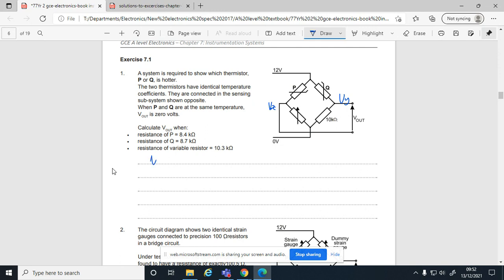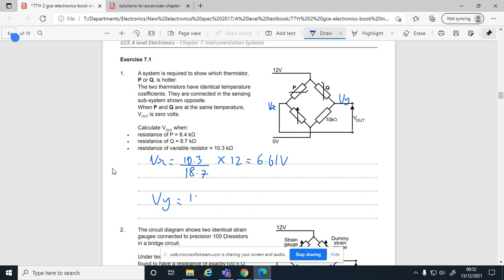Okay. So Vx equals, by ratio, 10.3 over the total, which is 10.3 plus 8.4. What's that? That's 18.7, multiplied by your 12 gives me this value here. Just looking at my answer, it'll be easier to do that. 6.61 volts.